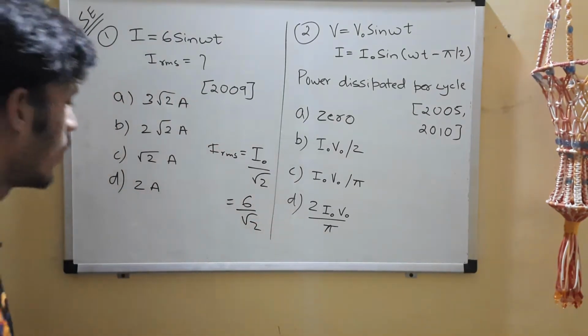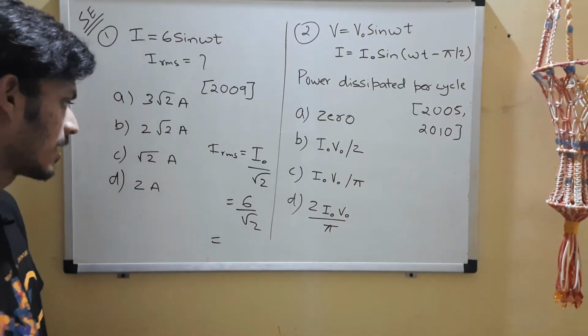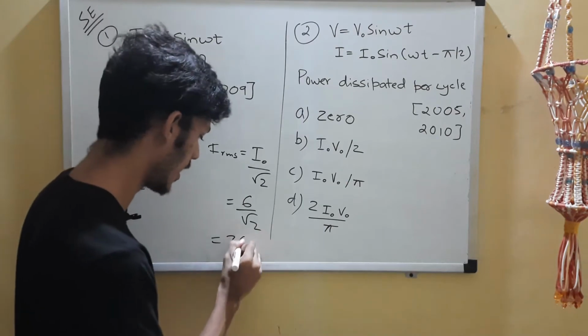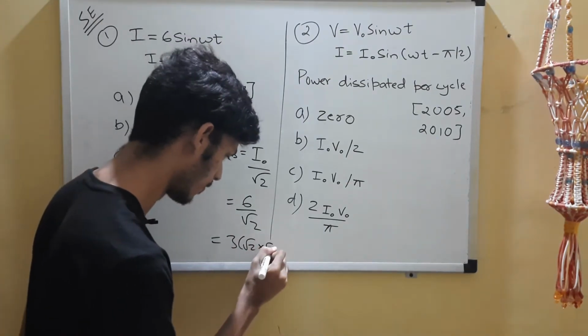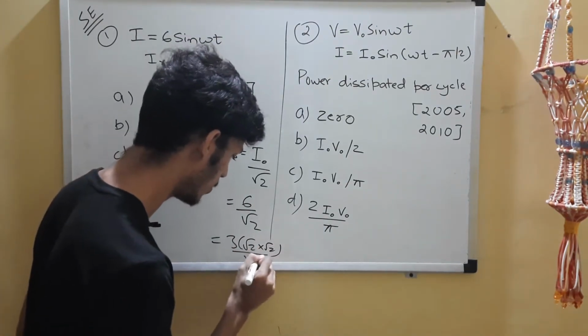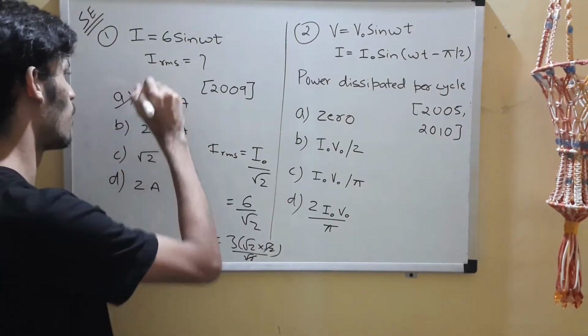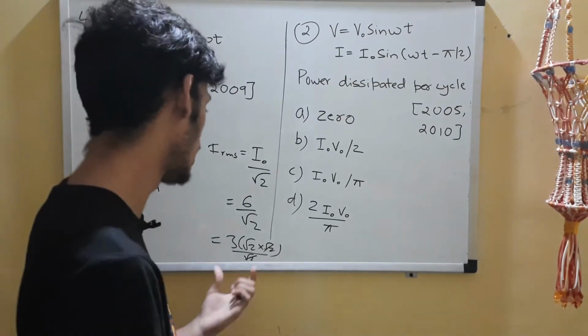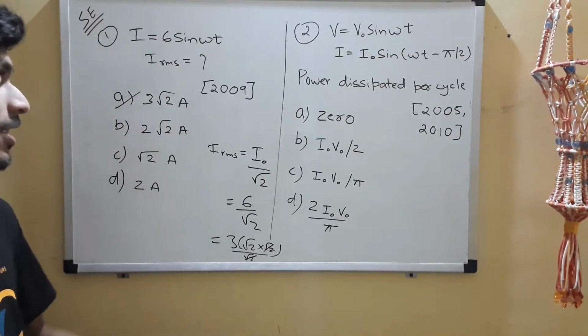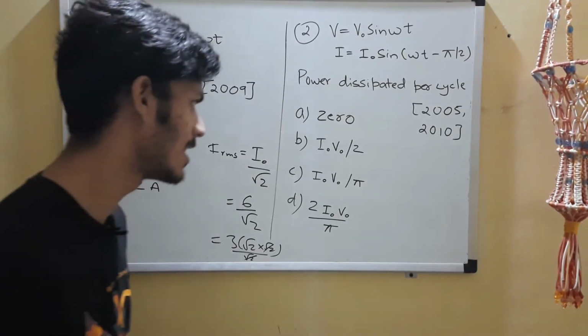You need to simplify this. You can write 6 as 3 into 2, and 2 you can write as root 2 into root 2. Divide by root 2, this and this will get cancelled. The answer that you will get is option A, 3 root 2. So 3 root 2 is the correct choice over here. It's a BITSAT question from 2009.